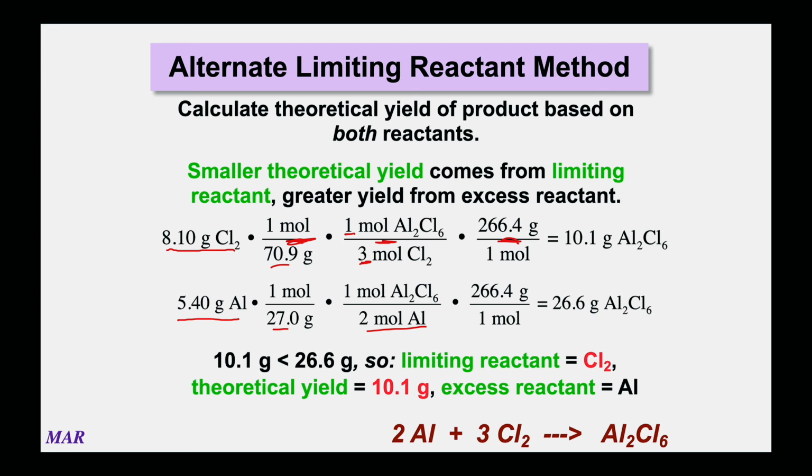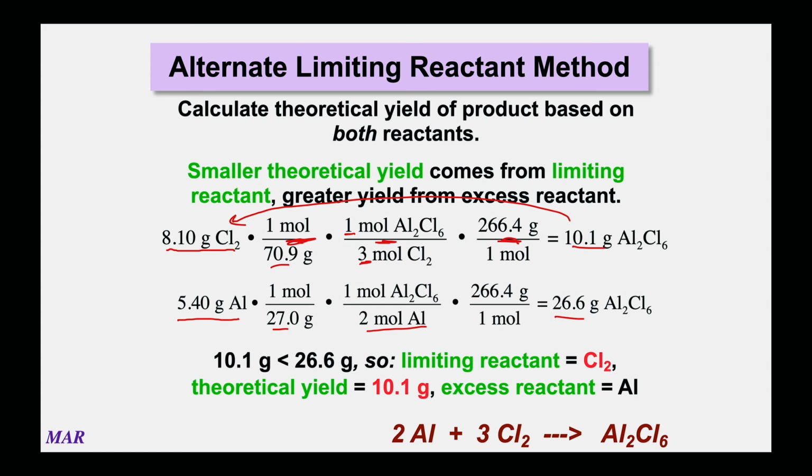The last part is what I find really cool about this. Notice here you get 10.1 grams from the chlorine, because this number, again, came from the Cl2, and 26.6 grams of product from the aluminum. Now, only one of those numbers can be right, all right?